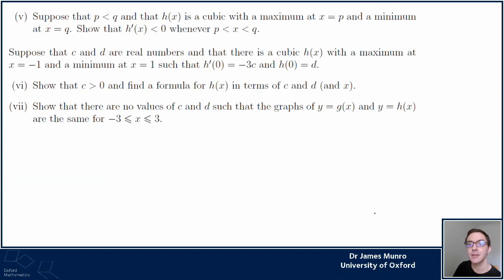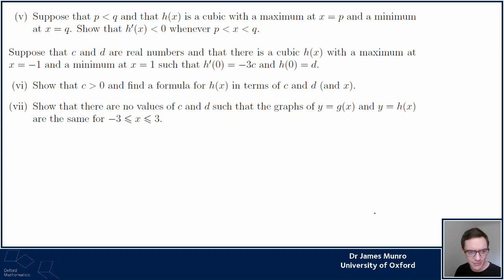Great. Okay, part 5 brings in a cubic now. Suppose p is less than q and h of x is a cubic. It's got a maximum at x equals p and a minimum at x equals q. We're asked to show that h prime of x is negative between p and q. So I suppose this says show that the cubic decreases from its maximum to its minimum.